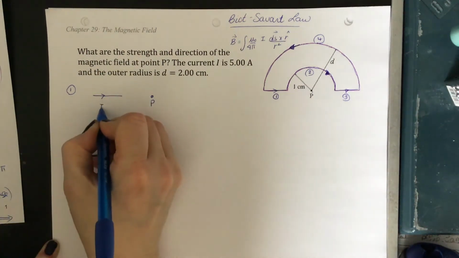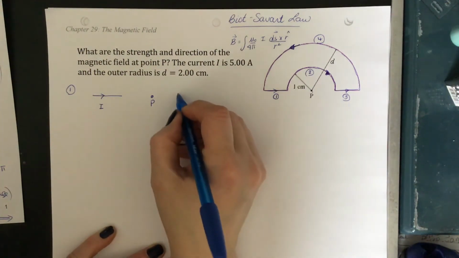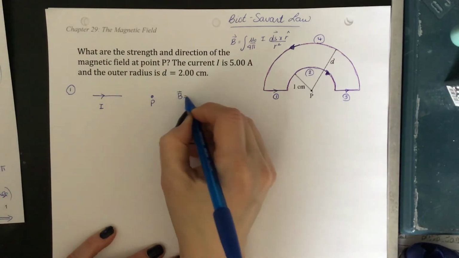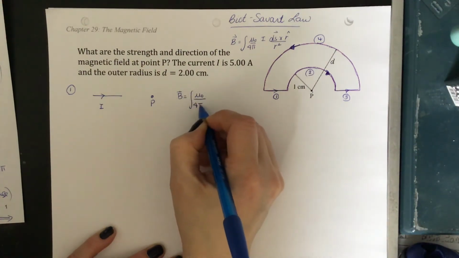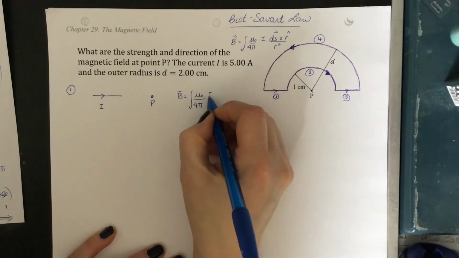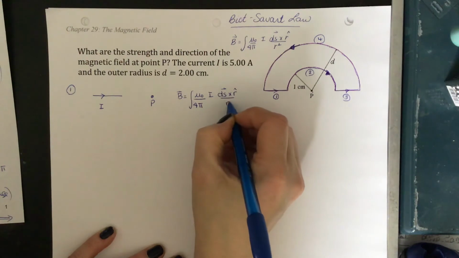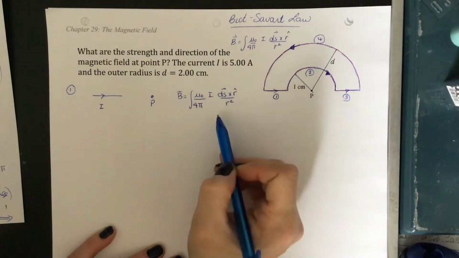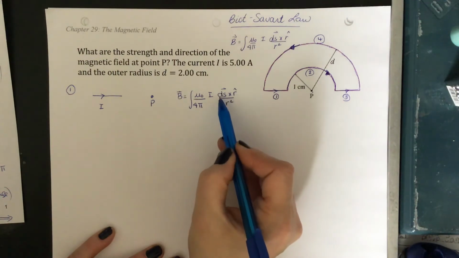To find the magnetic field, we'll use the Biot-Savart law, which says that the magnetic field is the integral of mu naught, permeability of free space, divided by 4 pi, times current times ds cross r hat over r squared. We've got to ask, what do we mean by each of these? I is the current, that's 5 amps. ds is an element of path along the wire.